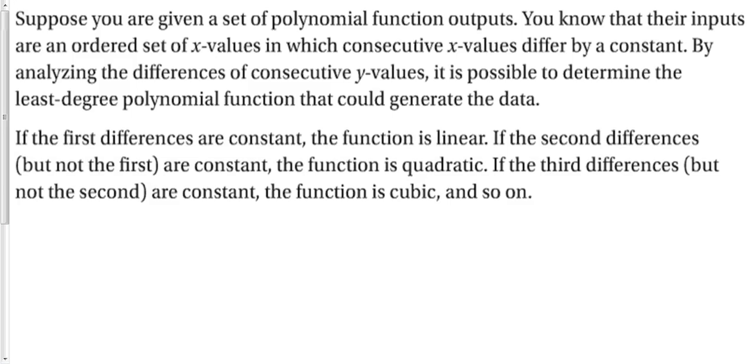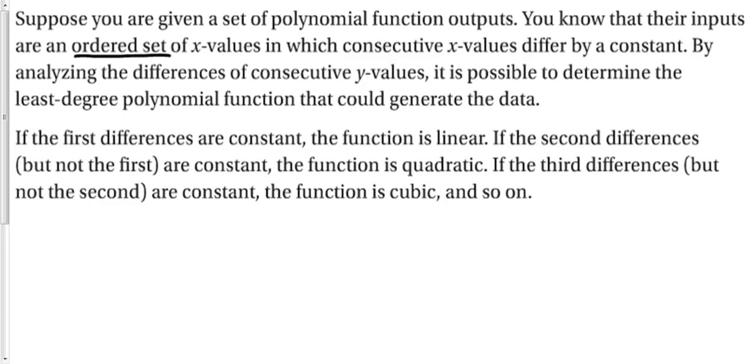So, suppose you're given a set of polynomial function outputs. You're given a table with just data. You know that their inputs are an ordered set of x values. That's important. Ordered set, got to be in order, in which consecutive x values differ by a constant. So you're either going to go up by 2 or up by 1. Most of the time we're going to go up by 1.